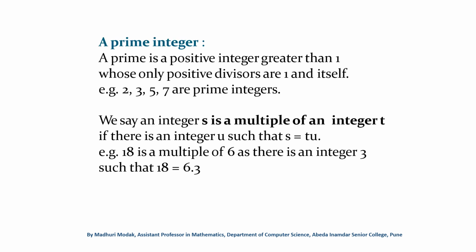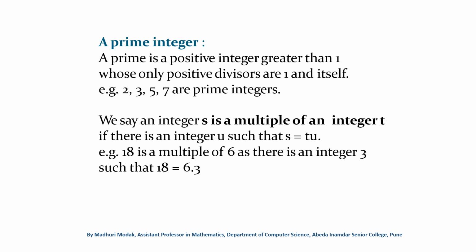In last video we have seen the basic definitions. Now see what is the definition of prime integer. A prime is a positive integer greater than 1 whose only positive divisors are 1 and itself. So prime integer must be greater than 1 and it has only two types of divisors, 1 and the number itself. For example, 2, 3, 5, 7, these are prime integers.